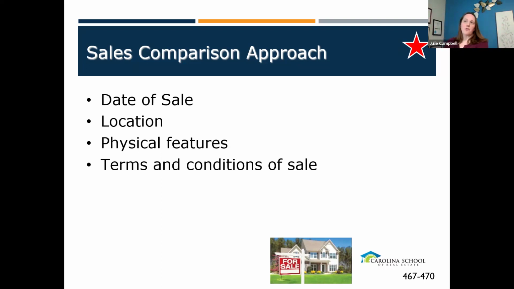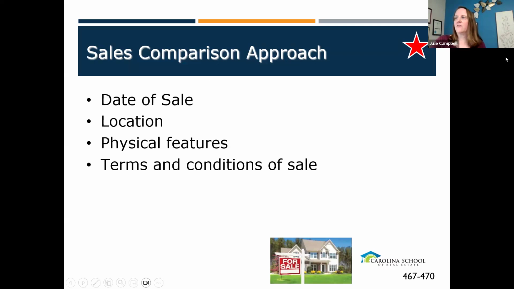The appraiser could put a value on a home in Winston-Salem. Pick that home up and move it to Kernersville. You've changed the value just because you've changed the location. So we want to start with a tight location, things that are close by.